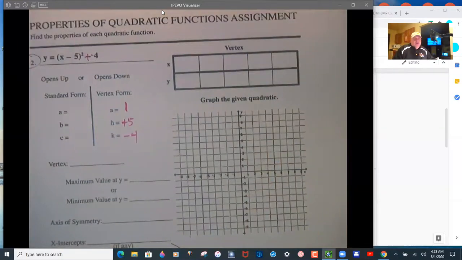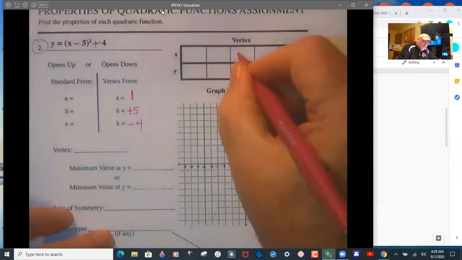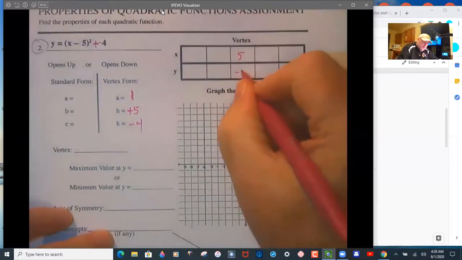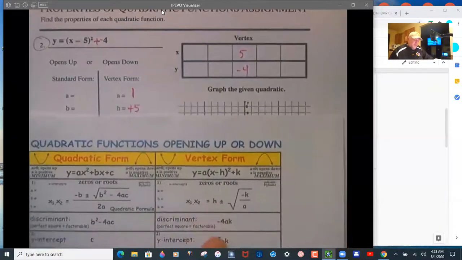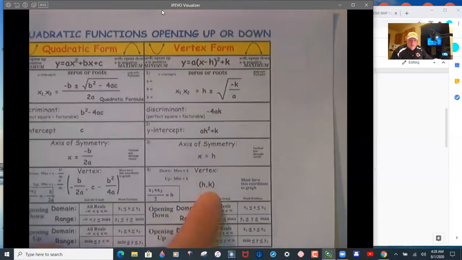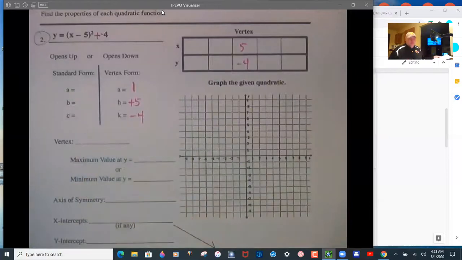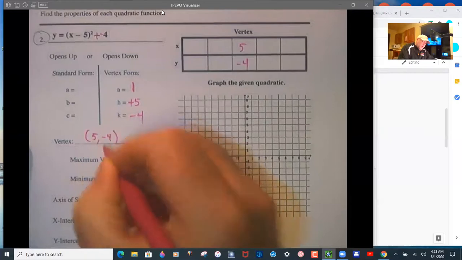Oh, and this, I've been neglecting this the whole time. hk is the vertex. You don't need to even look for that pattern on your table. If it's the vertex form, hk is the vertex. Right there. hk. So 5, -4 is it. And we'll go to the table in a little bit.